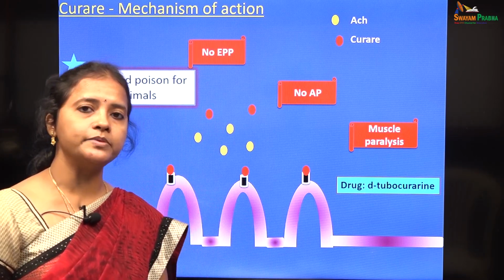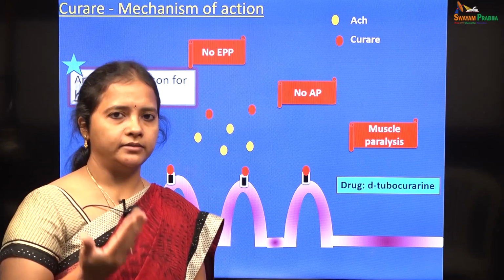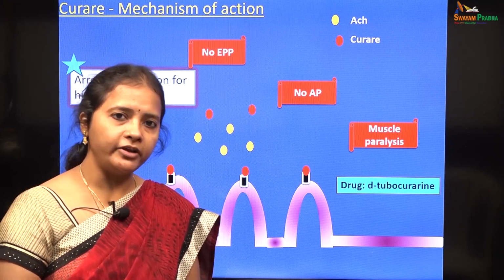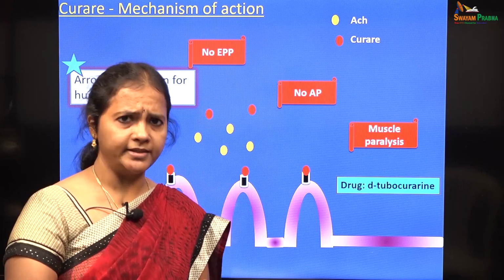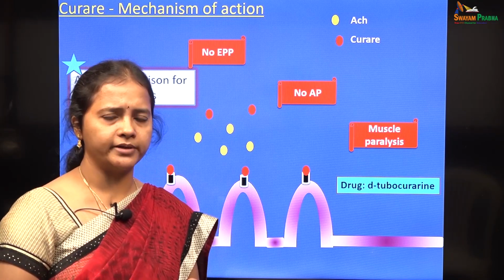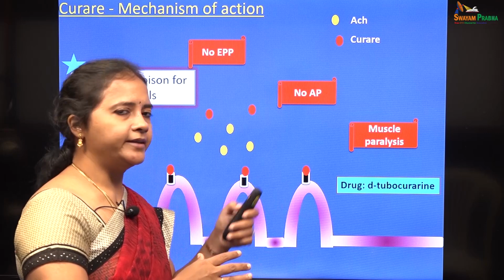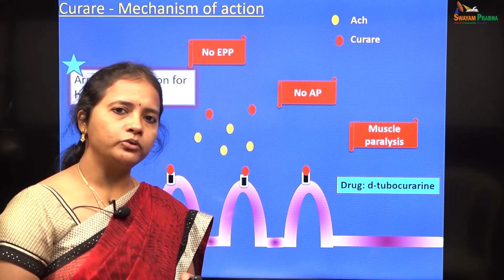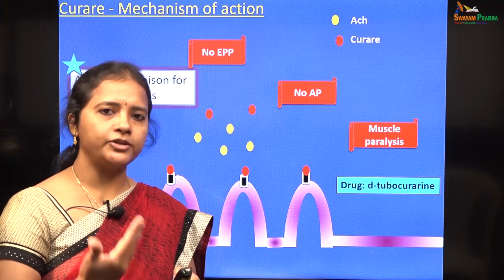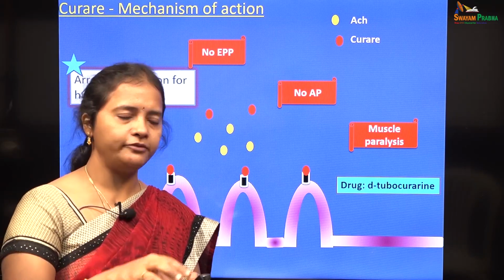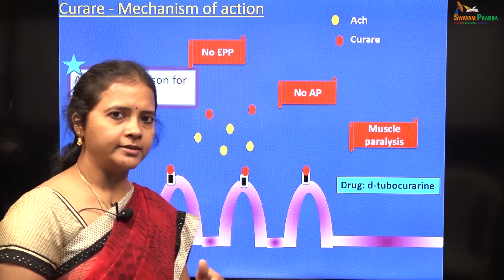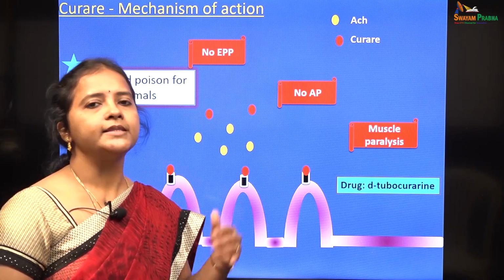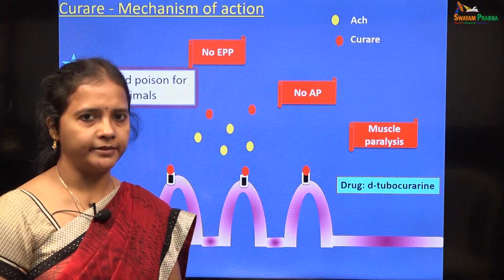Pancuronium is 5 times more potent than D-tubocurarine, and it is more specific for the neuromuscular junction nicotinic acetylcholine receptors than drugs like D-tubocurarine. So, pancuronium, atracurium, mivacurium, and cisatracurium are newer generation drugs which have more specificity for these nicotinic acetylcholine receptors with fewer side effects, and which are commonly used as muscle relaxants during surgery.